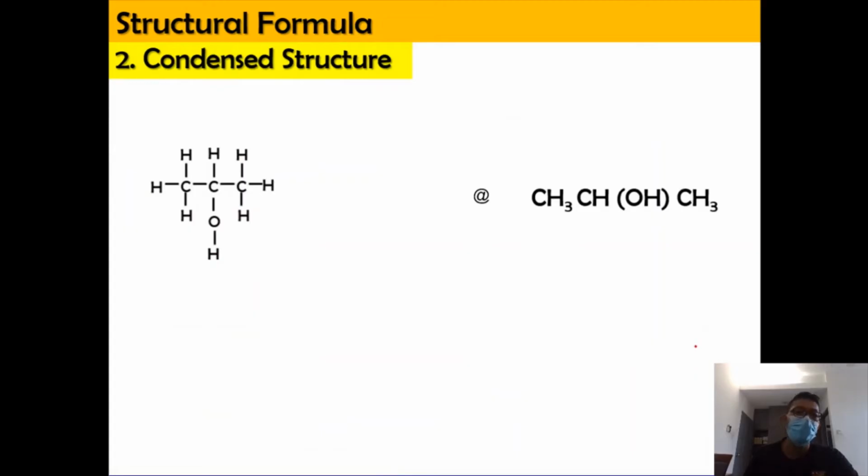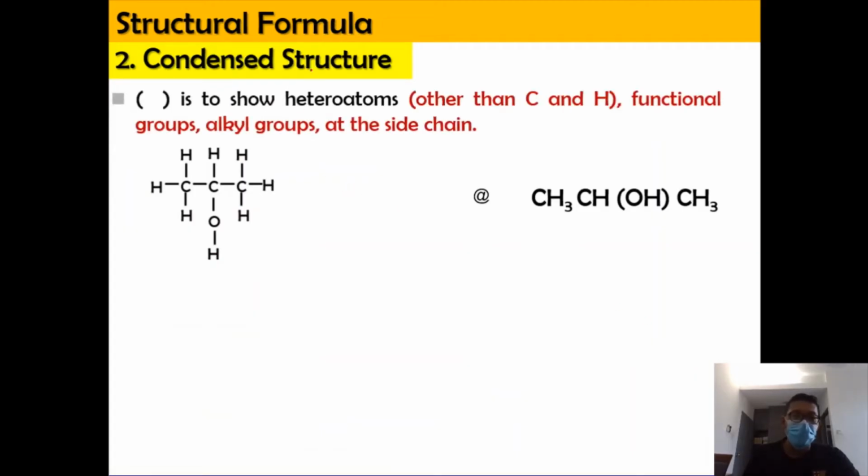Moving on, for the condensed structure, we can also use brackets to show the heteroatom, which is other than carbon and hydrogen, or to show the functional group, the alkyl group, at the side chain. Alkyl group here means the carbon chain, which can be CH3, or it can be C2H5, or it can be C7H9.